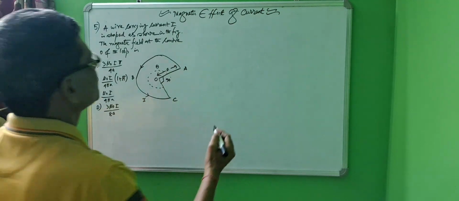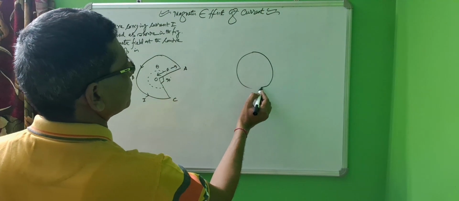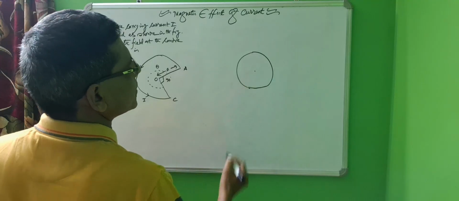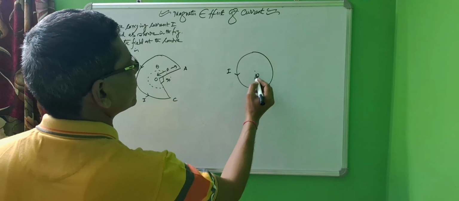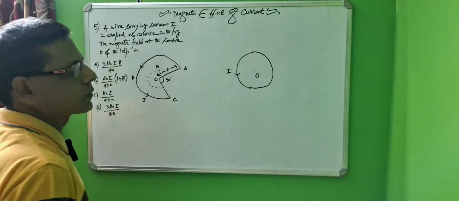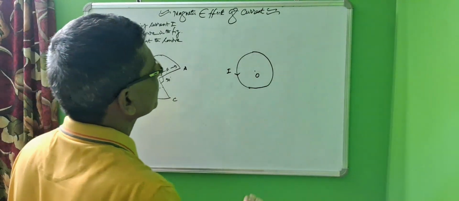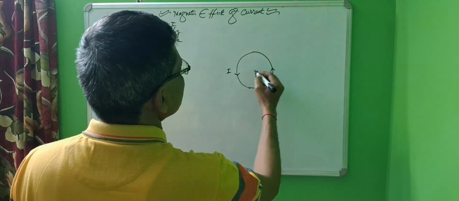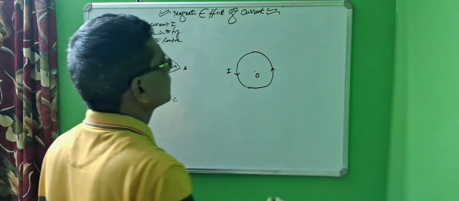Here is a problem which is based on this circular wire. This is a circular wire, with a current flowing in this direction. So we have to find the magnetic field at the center of this circular conductor.